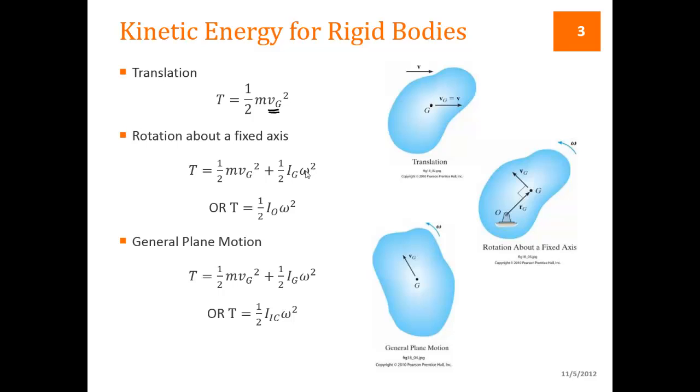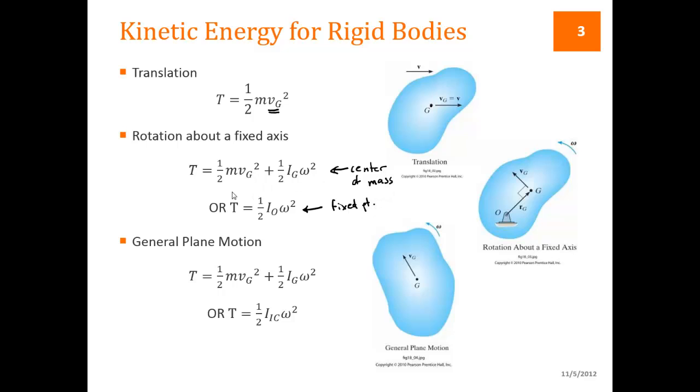So rigid bodies can also translate. The expression there is much like that of a particle, but we're limited to talking about the speed of the center of mass. So G is the center of mass. If we have a fixed axis, we can write the total kinetic energy as two terms with respect to the center of mass, or as a single term with respect to the fixed point. So the top equation here is for center of mass, and this equation is for fixed point.